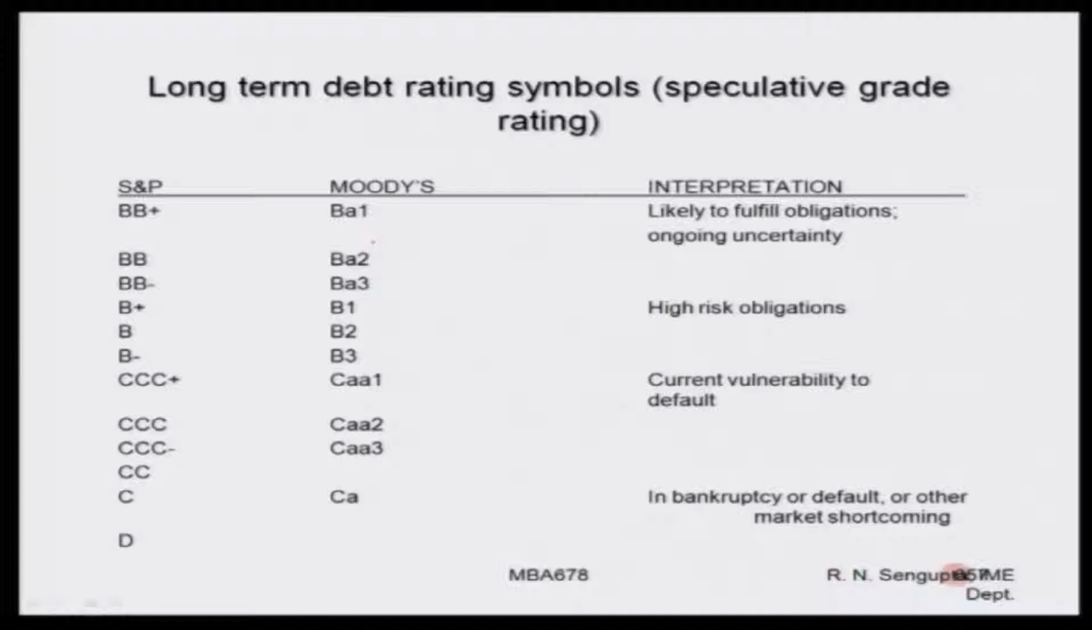That means the likelihood of fulfilling obligations is decreasing and ongoing uncertainty is increasing. Then it becomes highly risky obligations, hence the level of default has really increased. There is current vulnerability to default, hence the probability of failure has increased, and in the last case there is bankruptcy, which means everything which has been invested in that type of company will fail with almost 100% probability.